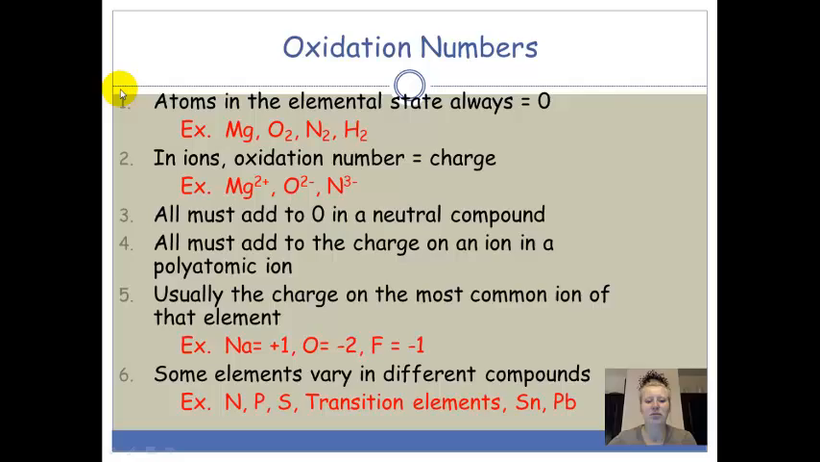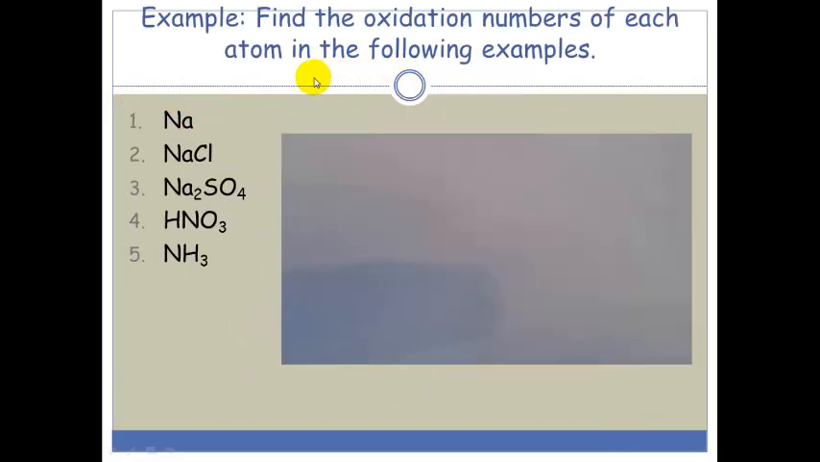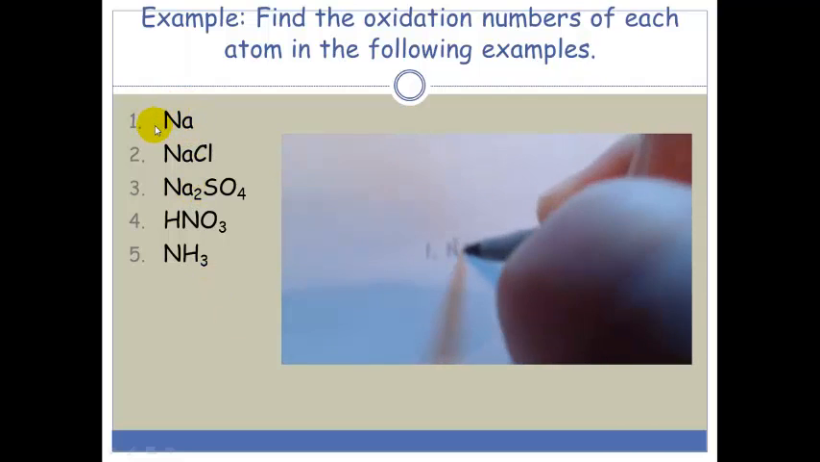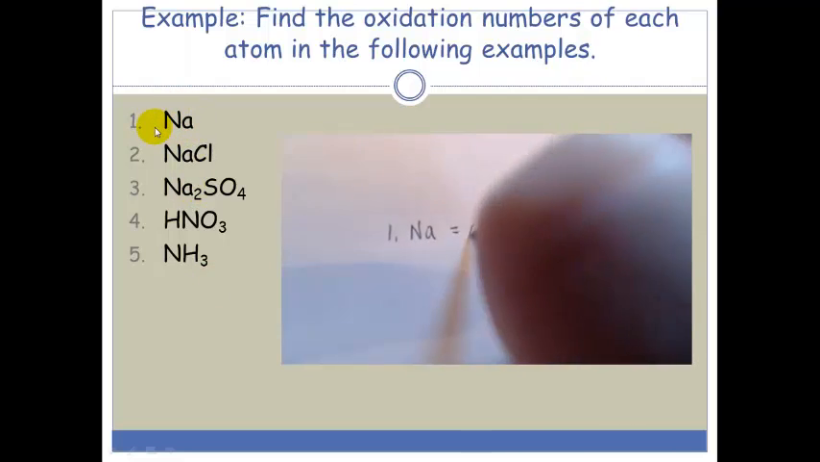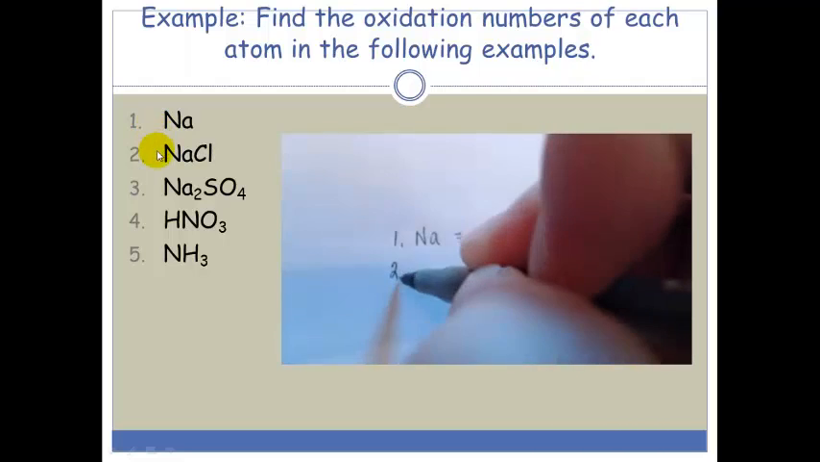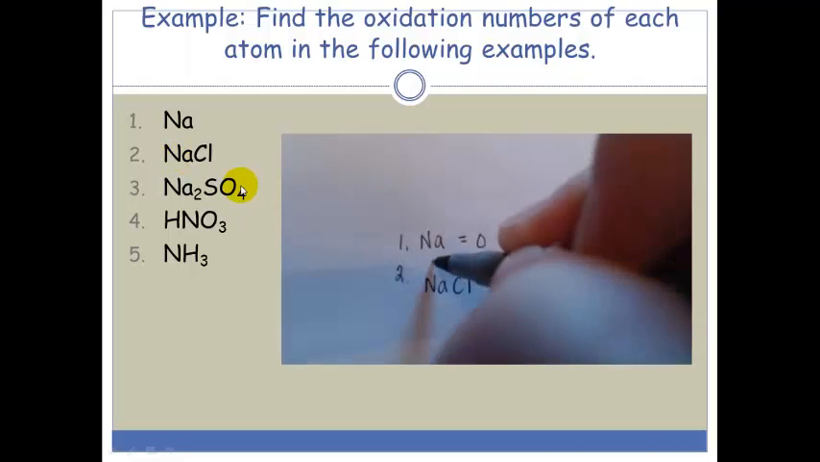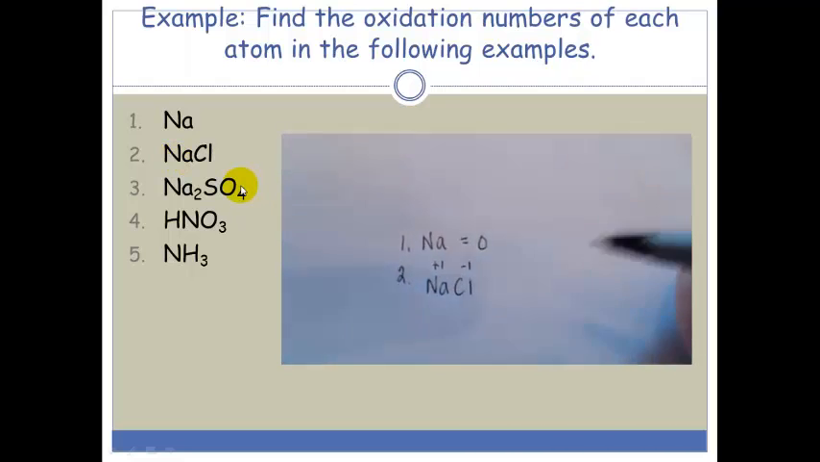So here's an example. Find the oxidation numbers of each atom in the following examples. So the first one, sodium. Sodium is just a solid, and that's how it's formed. It's an element, so it's just going to be equal to 0. Rule 1. Sodium chloride. Well, sodium is usually +1, so chlorine must be -1.